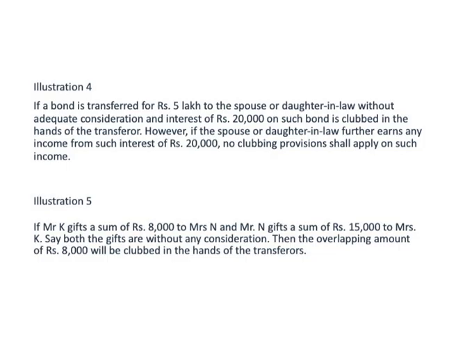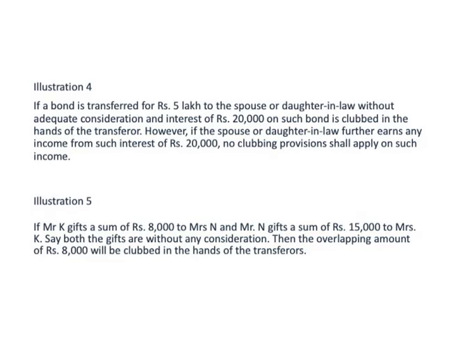Say illustration 4, if a bond is transferred for rupees 5 lakhs to the spouse or daughter-in-law without adequate consideration, an interest of 20,000 on such bond is clubbed in the hands of the transferor. However, if the spouse or daughter-in-law further earns any income from such interest of rupees 20,000, no clubbing provision shall apply on such income.